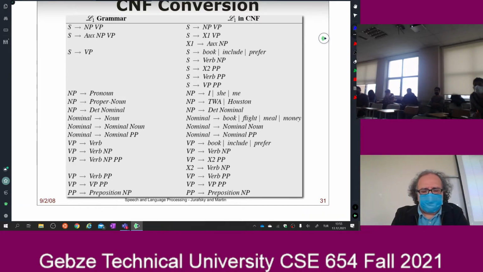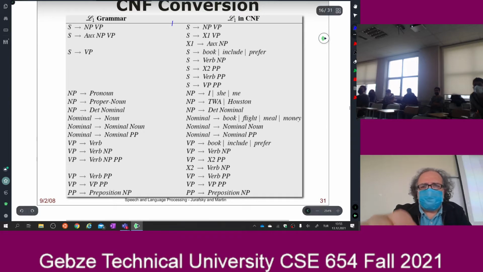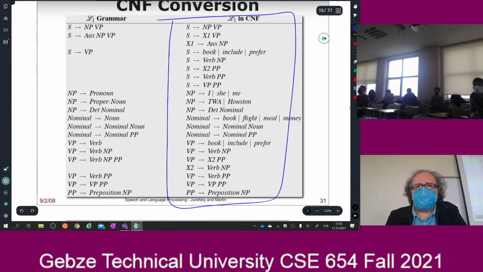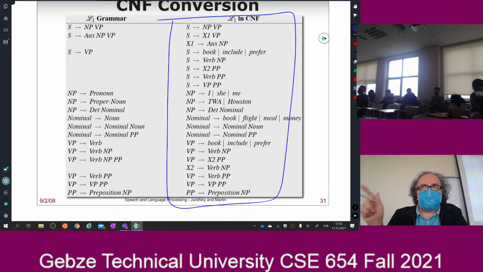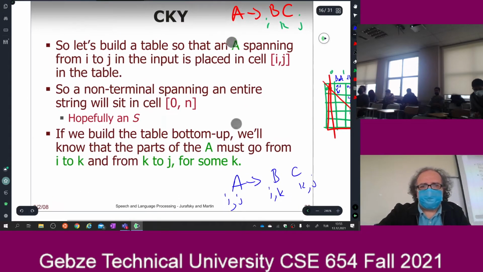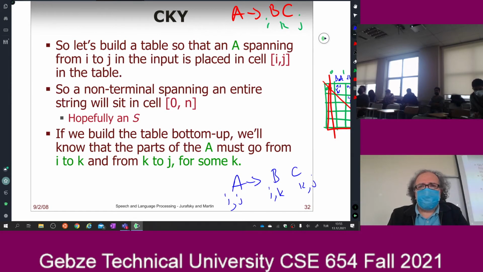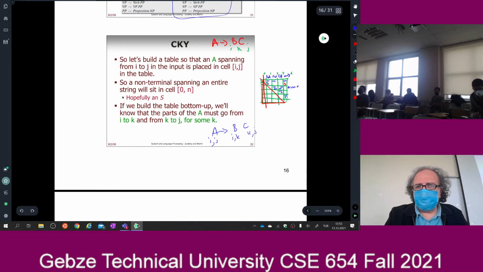So of course this is not the complete grammar. I got rid of some of it. I'm not showing it, but this is the part that we are going to use for our CKY parser. I forgot the names of those guys. CKY, those are the initials of the authors of this algorithm. Okay, good. So I am going to do this. Let me erase this part so that we can do it.